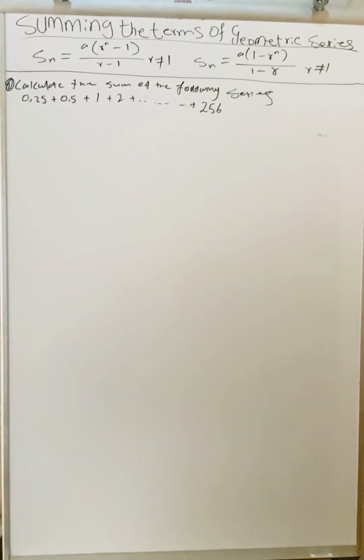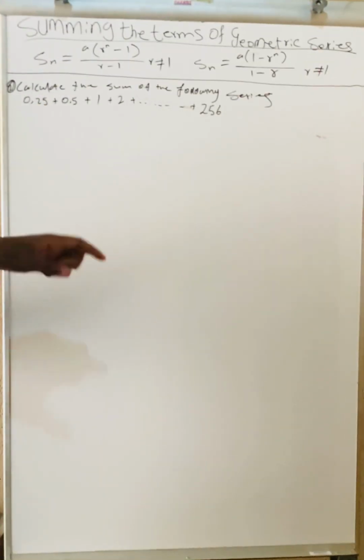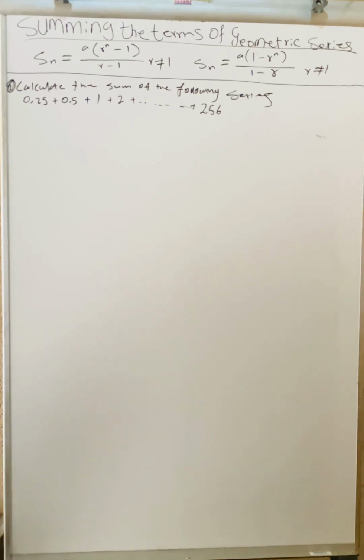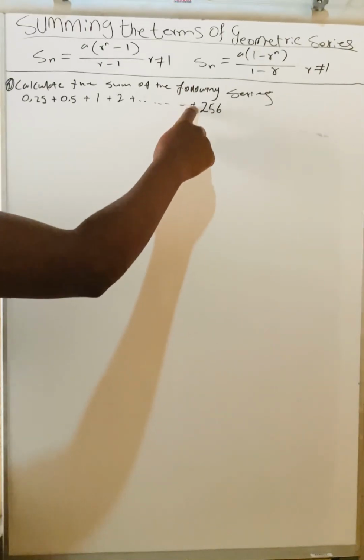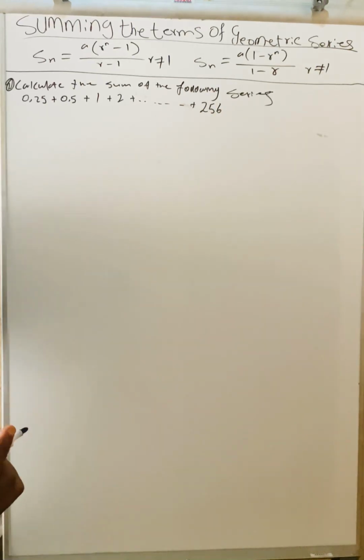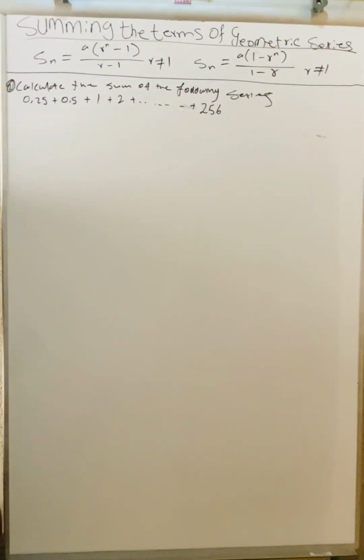Right, guys, as we continue, here is the question. Calculate the sum of the following series: 0,25 plus 0,5 plus 1 plus 2 and so on. Then our last term is 256. From here, we need the sum. Firstly, we don't know the number of terms that we are supposed to sum, but they gave us the last term, so we can determine the number of terms.